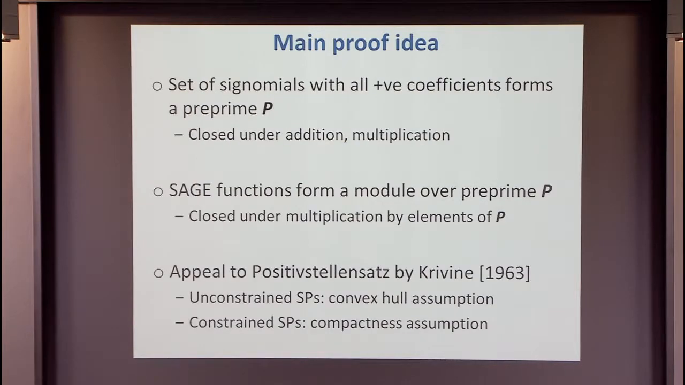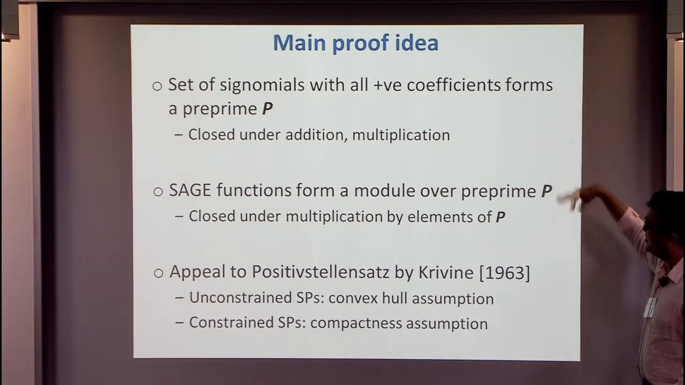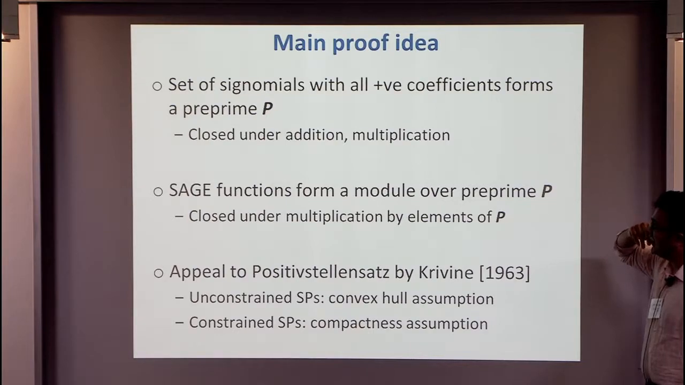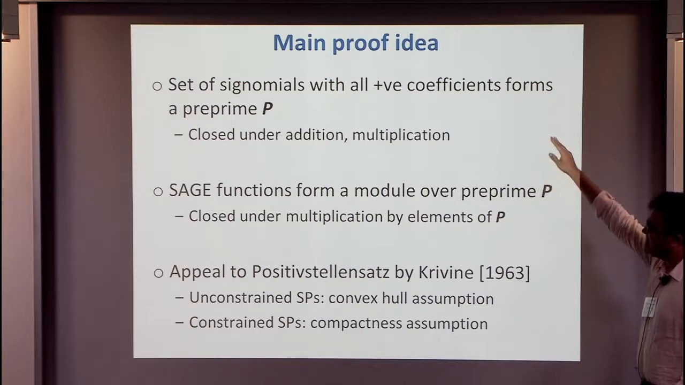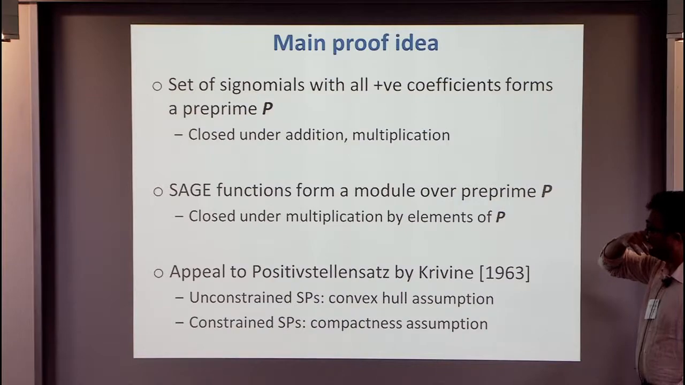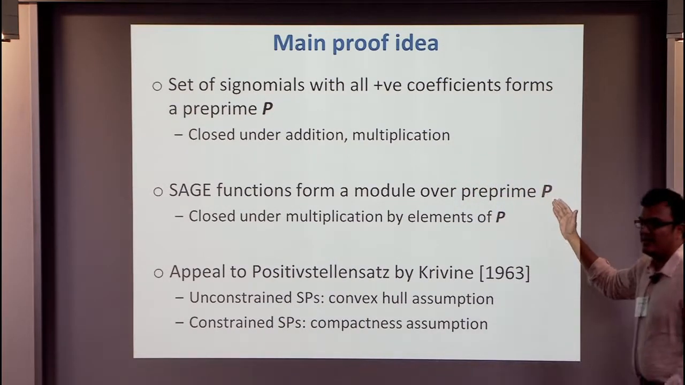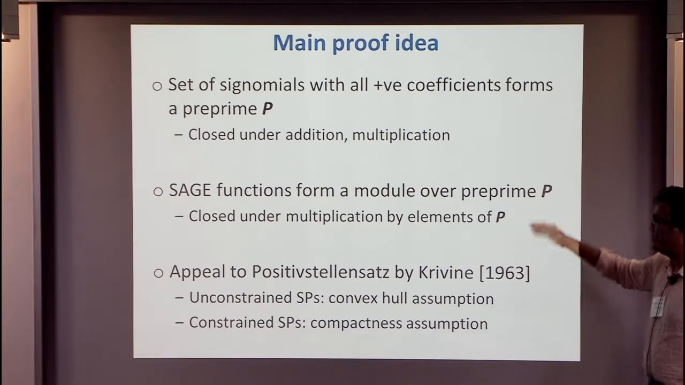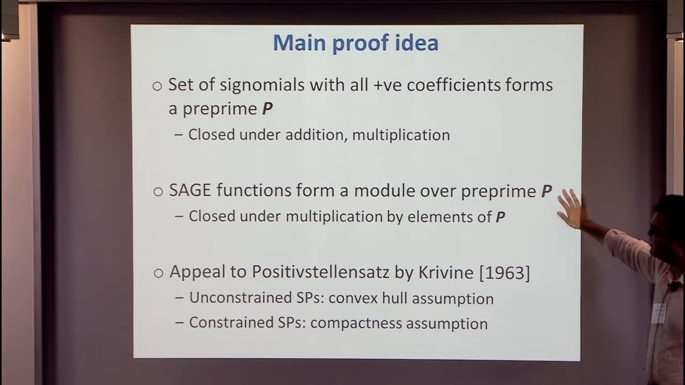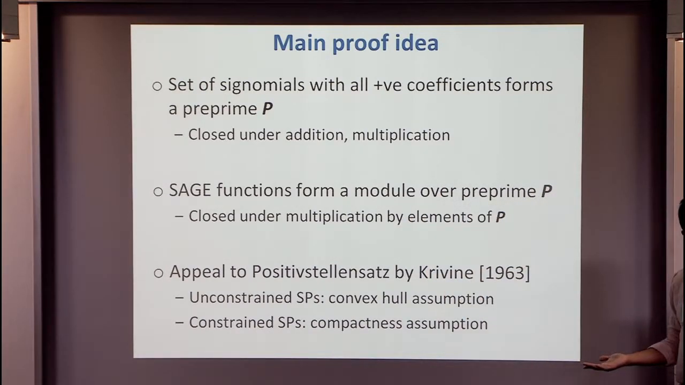This is the basic proof idea in the unconstrained as well as the constrained cases. We need two notions from the algebraic geometry literature: that of a pre-prime and that of a module over a pre-prime. The set of signomials with positive coefficients, polynomials as I mentioned before, forms a pre-prime because it's closed under addition and multiplication. The set of SAGE functions forms a module over this pre-prime because multiplying a SAGE function by a polynomial still gives me a SAGE function.